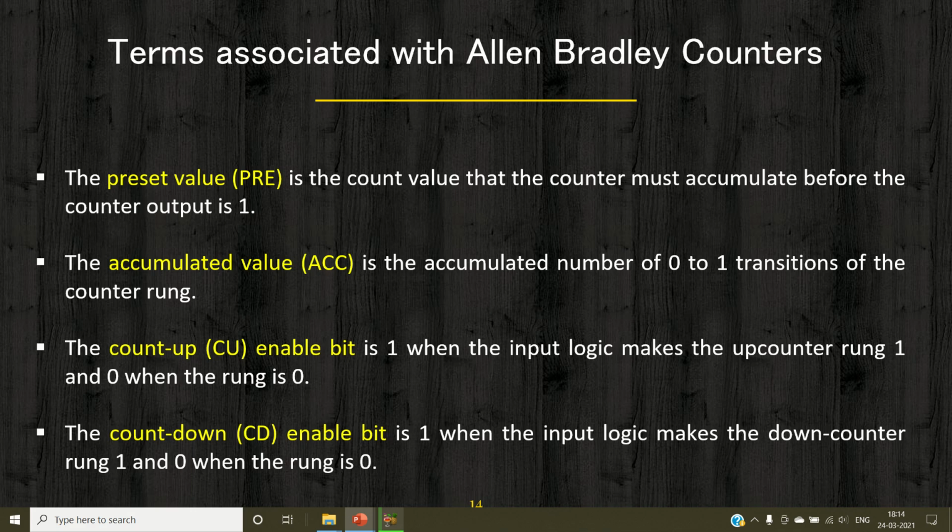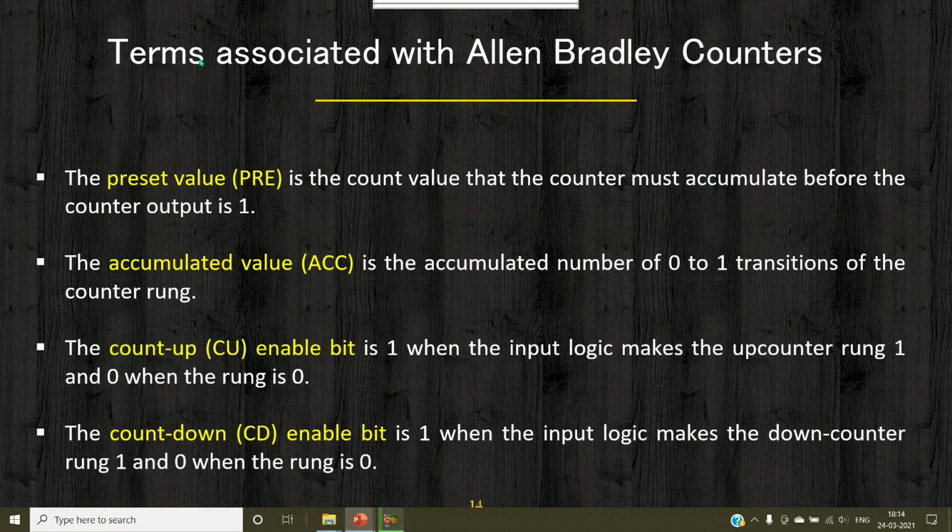So dear participants, let's get back to the discussion on counters. This will be a very small lecture in which we will get into the various terminologies typically associated with Allen Bradley counters. Also, we will find some applications of the counters, and I will talk about the assignment.